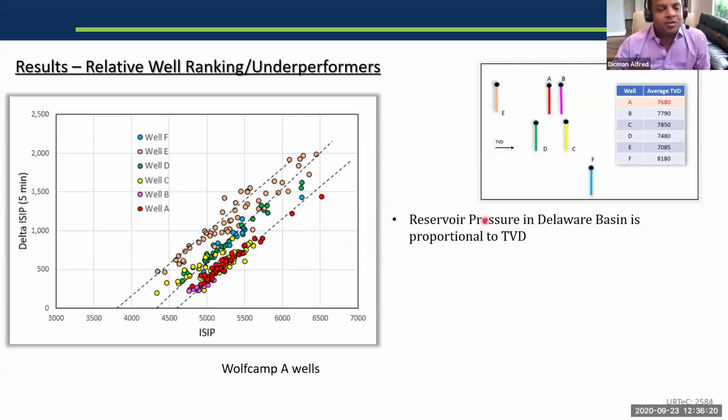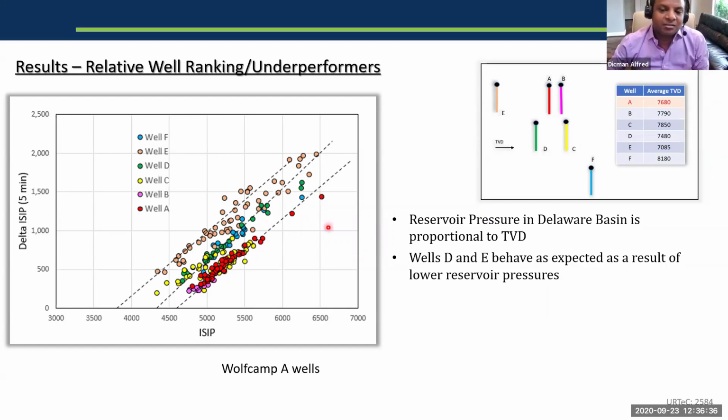So one thing about the Permian is your reservoir pressure is always going to be proportional to the TVD. When I say that, both in absolute as well as gradient, your gradient as well as absolute increases as you go deeper in the basin, okay. So let's look at this plot, okay.